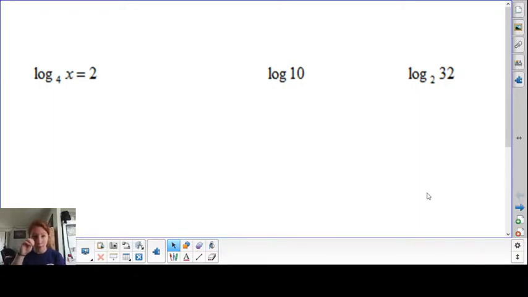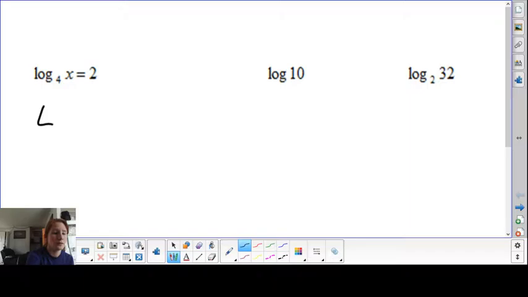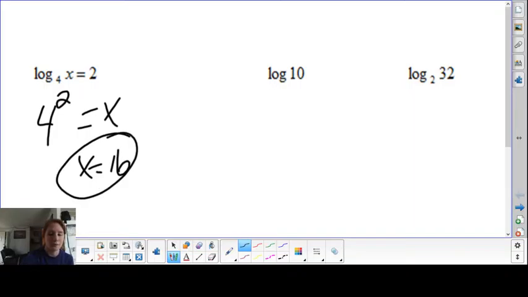Alright guys, so today we're going to go ahead and move on to the laws of logarithms, but before that, we are going to refresh our memory and have a quick little bell ringer of what we did last time. So we want to find what the value of x is. In this first one, 4 to the second will give me that value of x. So we knew that 4 squared is 16.